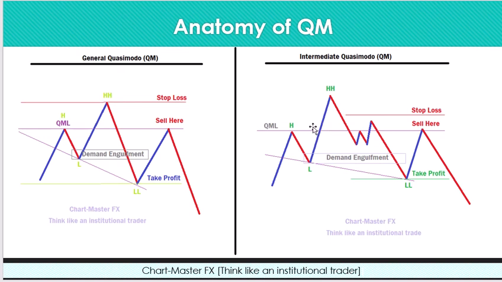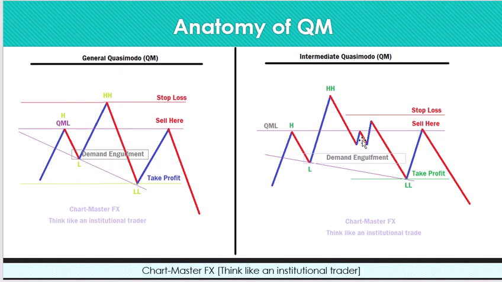So now we have a Quasimodo and we have a low. Once we have a low here, we can see that this demand was engulfed. And take note that before the demand was engulfed, there was an MPL that was formulated here. So those who have watched the video of MPL, you understand what I am talking about. And this is MPL type 3.